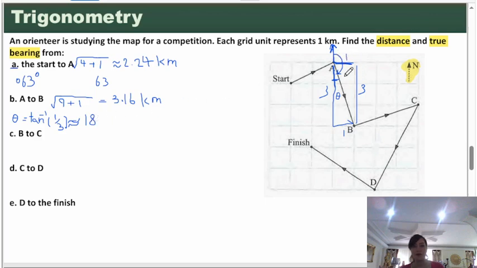We are going to find this angle. To find this angle, we see 180, which is the angle of a straight line, minus 18 gives me this angle, my bearing. So I say 180 minus 18, which gives me 162 degrees. So my bearing would be 162.